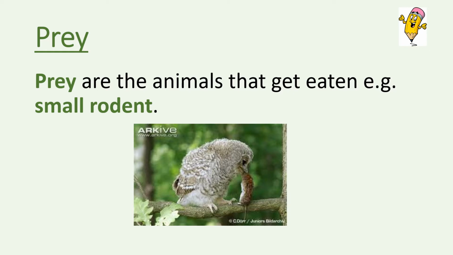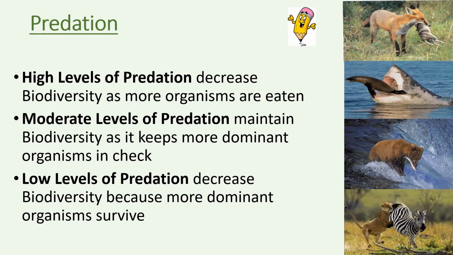And you need to know the words predator and prey and be able to identify what a predator is and what prey is. So how does predation affect biodiversity? So let's have a look at that in greater detail. So high levels of predation cause a decrease in biodiversity as more organisms are eaten. Moderate levels of predation maintain or increase biodiversity as it keeps the dominant organisms in check, so it allows for more organisms to be there.